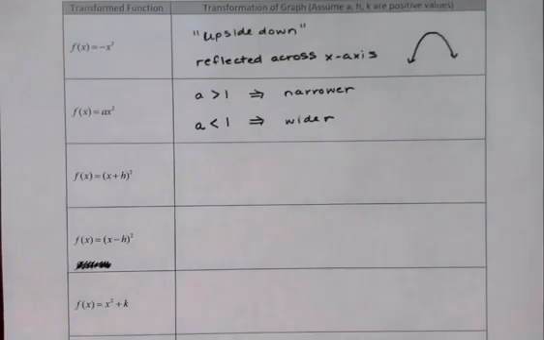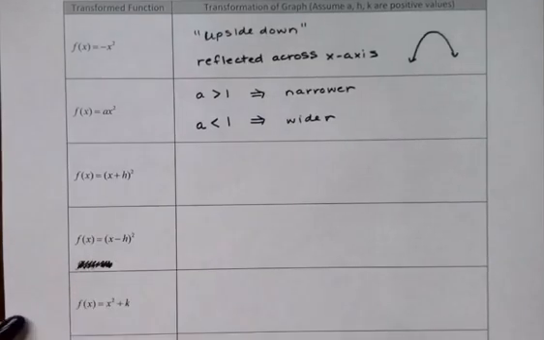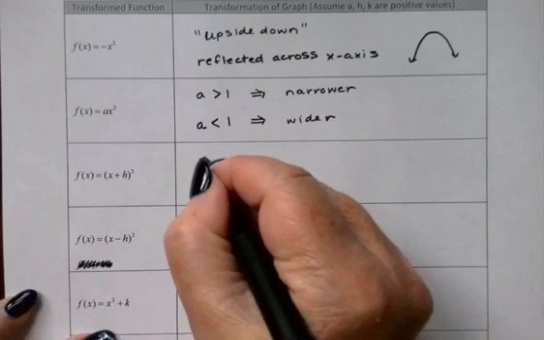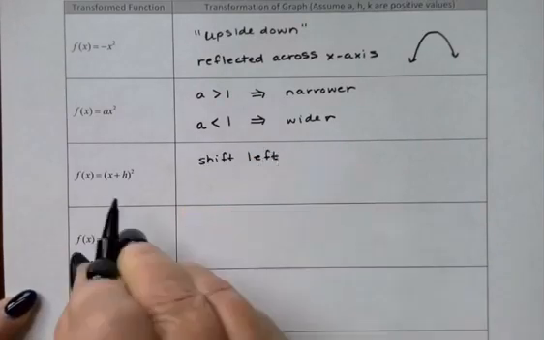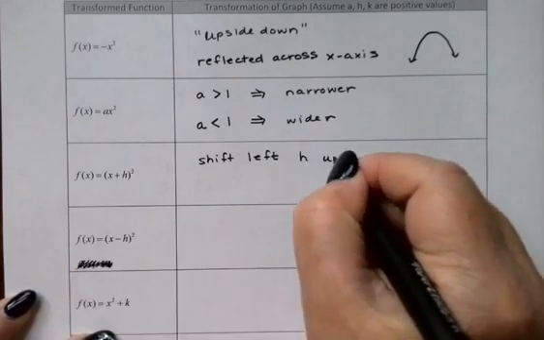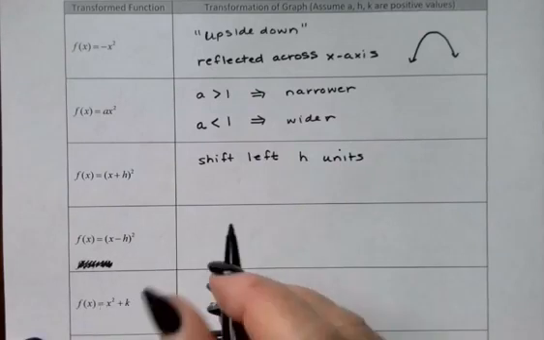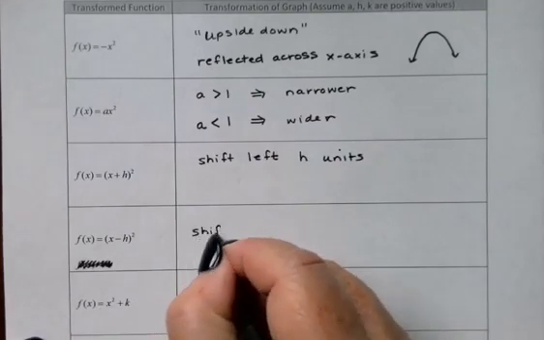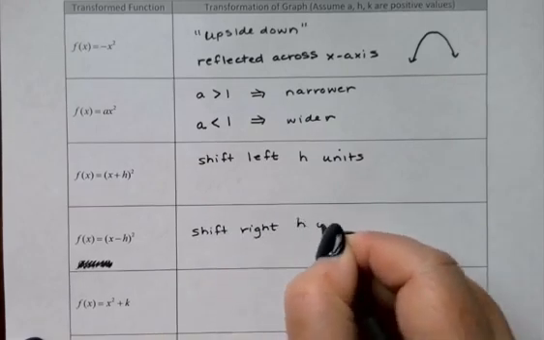I'm going to jot that down. When I add inside the parentheses, we shift to the left by however many units that number told us, so h units. And when I subtracted, we shifted to the right, h units.